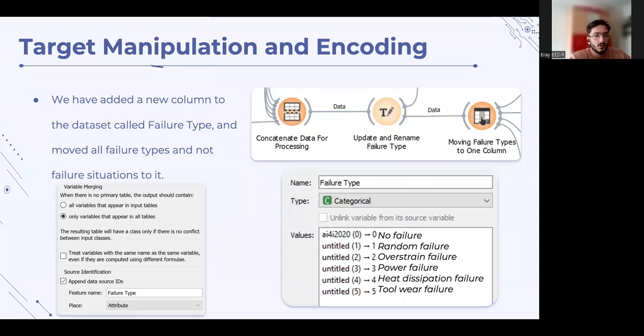We have added a new column to the dataset called failure type and moved all failure types and failure situations to it. At the right bottom corner, you can see it. 0 represents no failure and the other 5 represent different failure types. Next slide, please.